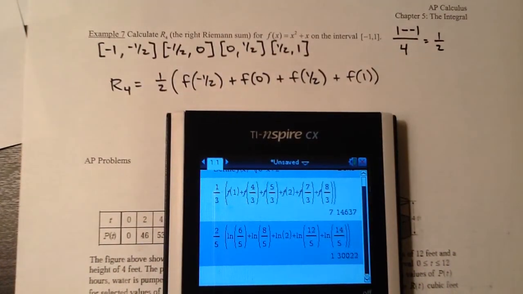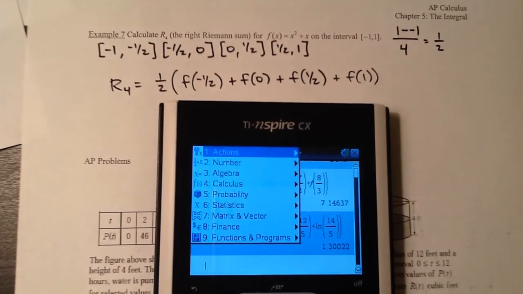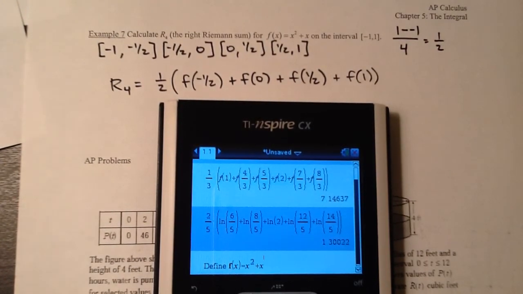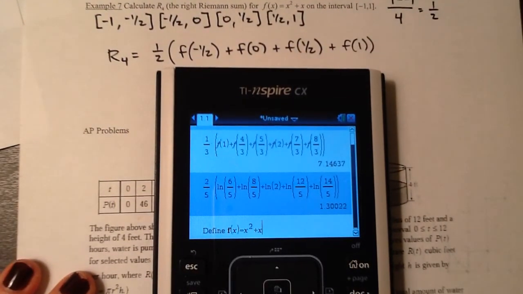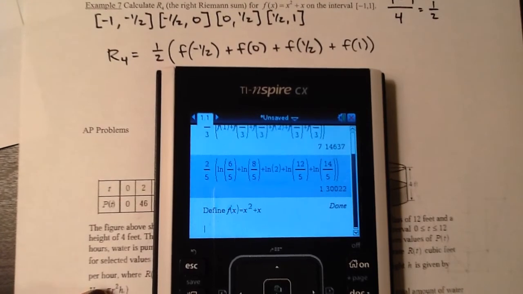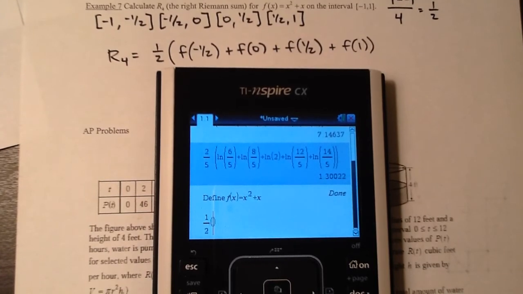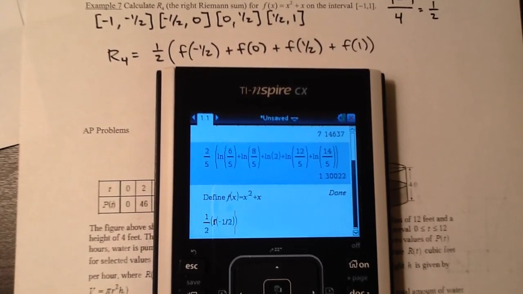Okay, let me show you the define thing one more time. So on the Inspire, you can define a function. We're going to type in f of x equals x squared plus x, and then just like the previous one, if you've got the 83 or 84, you can just type things right into your function. But this way is a little bit easier if you've got the technology for it. So put the 1/2 out front, and then in parentheses we've got the function value at -1/2. Oops, that was not right. Okay, open parentheses, at -1/2 plus the function value at 0 plus the function value at +1/2 plus the function value at 1.